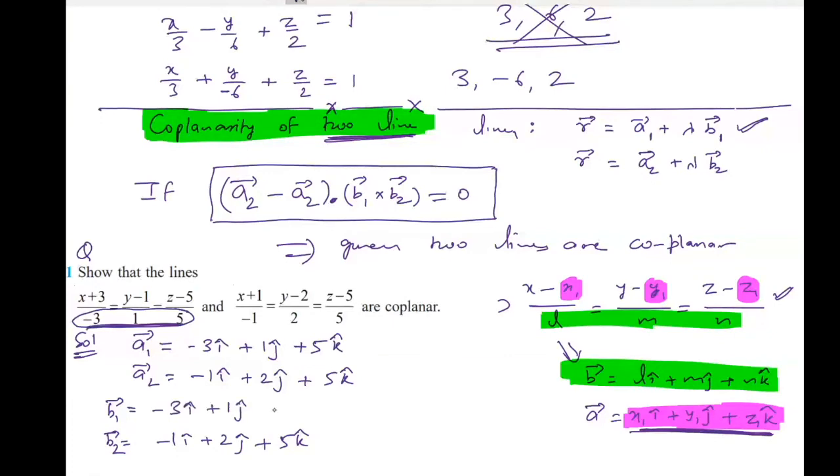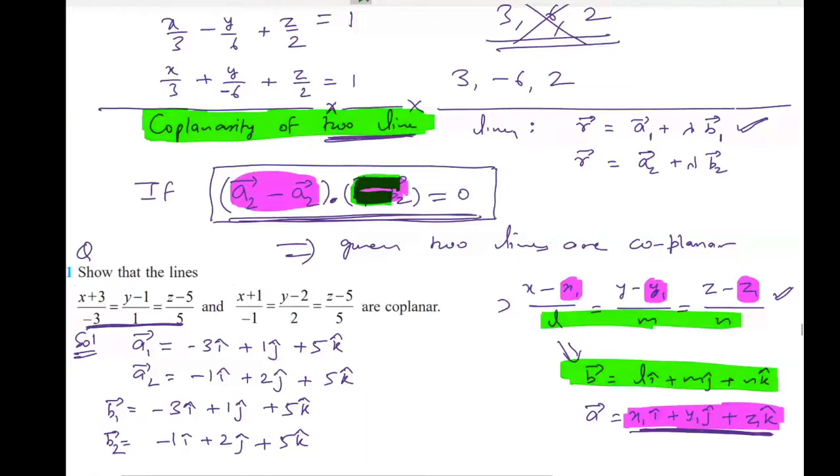I told you that if this condition is satisfied by these two lines, then the lines are coplanar. So in this condition, what we have to find is a2 minus a1 in the first bracket, and in the second bracket b1 cross b2. So just find b1 cross b2 and a2 minus a1.